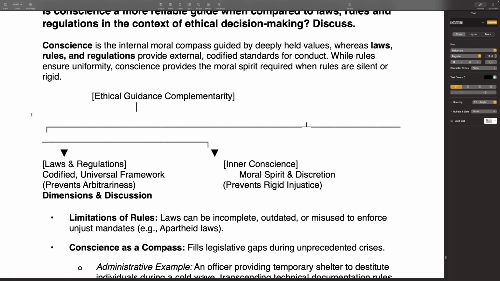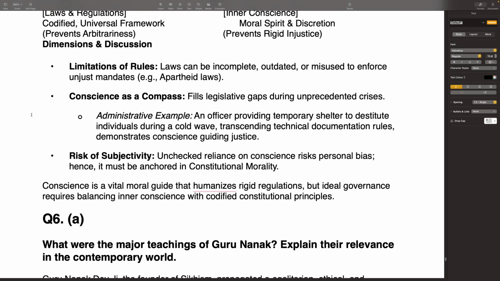Dimensions and discussion. Limitations of rules. Laws can be incomplete, outdated, or misused to enforce unjust mandates, such as apartheid laws. Conscience as a compass fills legislative gaps during unprecedented crisis. Administrative example: an officer providing temporary shelter to destitute individuals during a cold wave, transcending technical documentation rules, demonstrates conscience guiding justice. Risk of subjectivity.